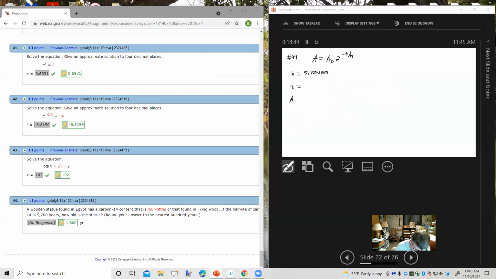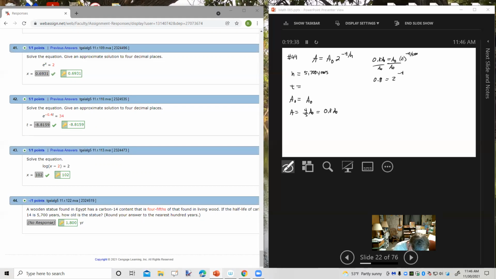Now, the wooden statue found in Egypt has a carbon-14 content that is 4/5 of that found in living wood. So the amount found in the living wood was A sub 0. But the statue found a certain amount of time later had 4/5 of that. So that would be 4/5 of A sub 0, or you could write that as 0.8 A sub 0. Okay? So A would be 0.8 A sub 0 equals A sub 0 times 2 to the negative t over 5,700 power. Divide both sides by A sub 0.